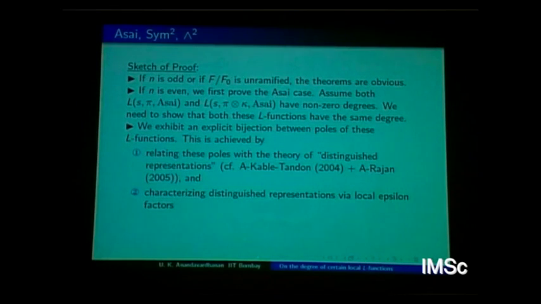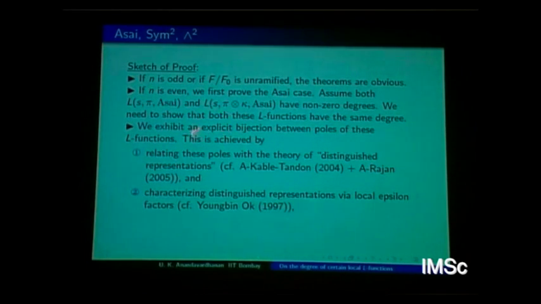And then another ingredient is, so you have translated the problem, but in order to say that in the Asai L-function, if chi1 and chi2 unramified appear, chi1, chi2 also appear, you need some more tools to do that. And that is another way of characterizing distinguished representations via the so-called local epsilon factors, the local root numbers. And this is some work which was done by Young Bin Oak at Columbia. He was a student of Jacques at Columbia. I think he quit mathematics later.